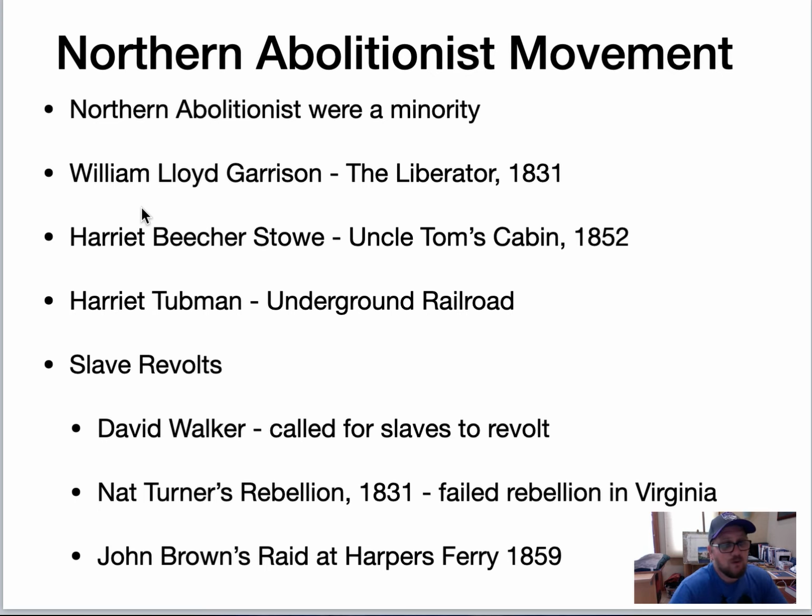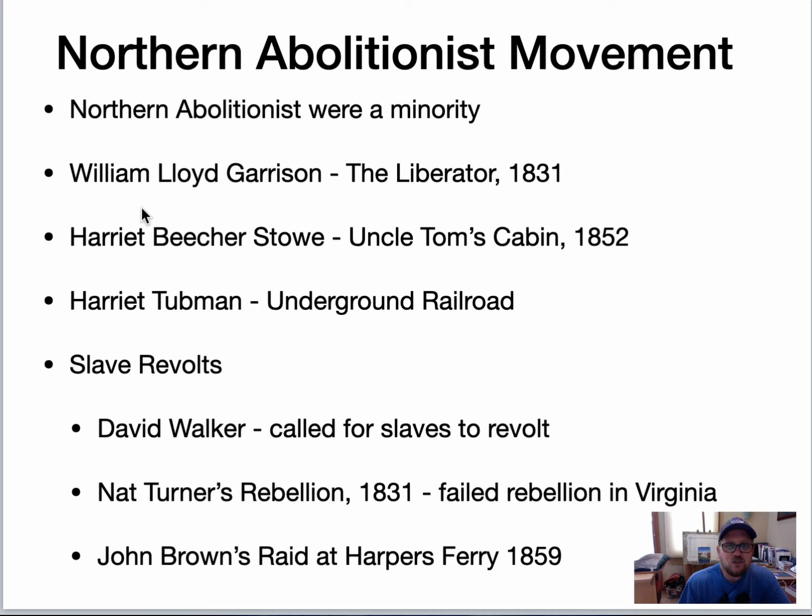William Lloyd Garrison was probably the most pronounced and rhetoric-based. He wrote The Liberator in 1831, a periodical that would come out and spread his abolitionist ideologies. He wanted a complete, immediate, and uncompensated emancipation of slaves, so very extreme. Also writing for him was Frederick Douglass. He also wrote the North Star, which was his own abolitionist newspaper.